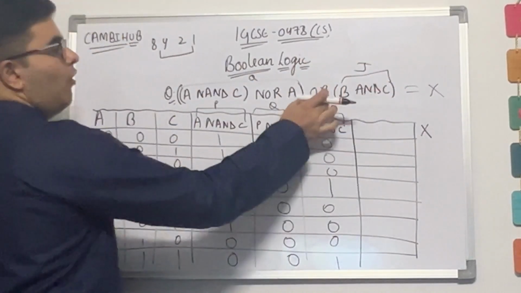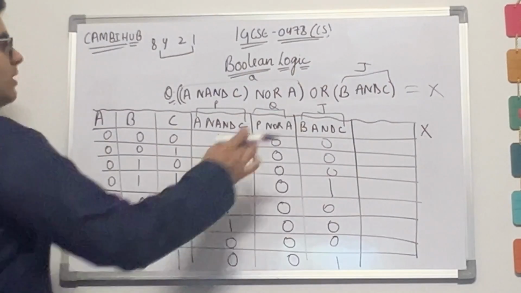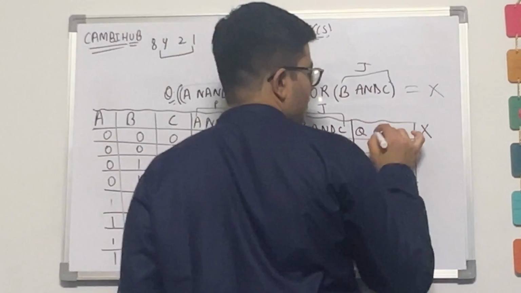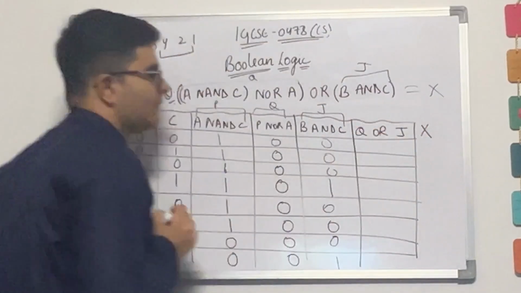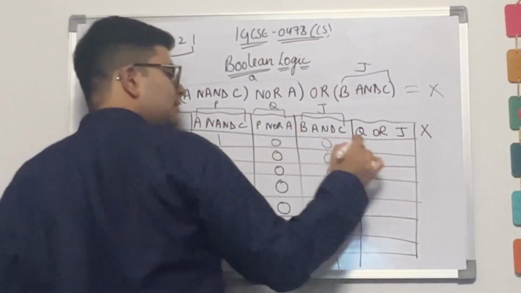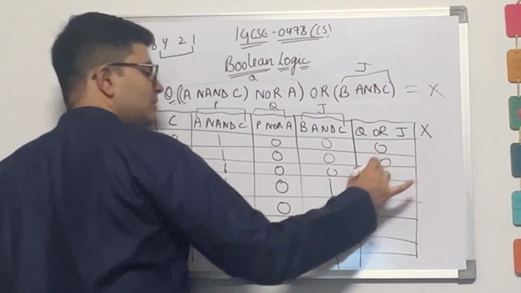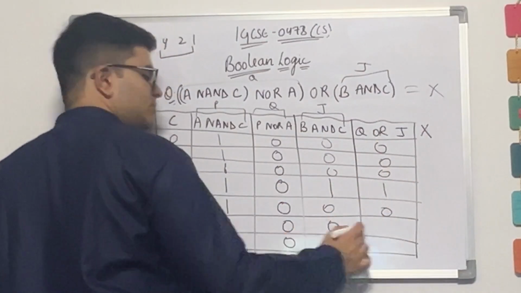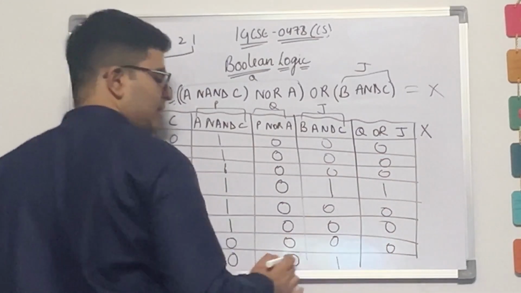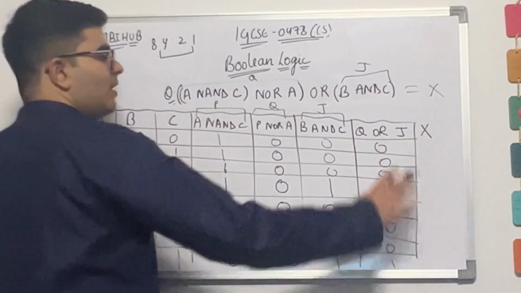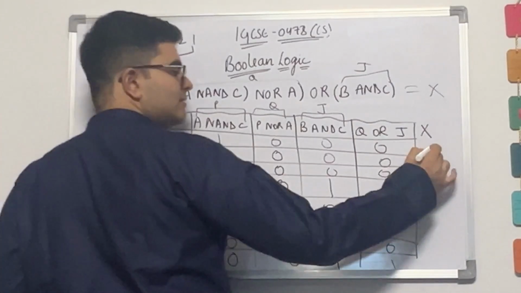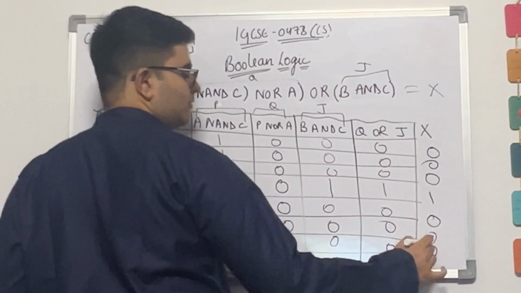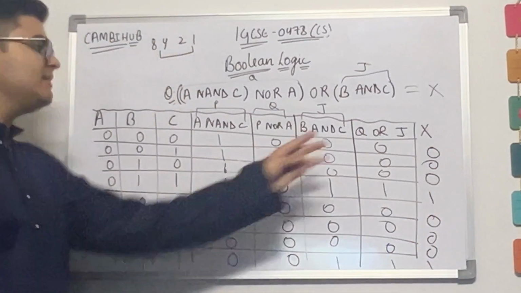At the end I have named this as Q, I have named this as J. I need to do an OR. That's my end logic. So I need to do OR between Q and J. Let's do OR between them. 0 0 is 0, 0 1 is 1, and so on. So finally, what is our output? Our output is 0 0 0 1 0 0 0 1. Right, this is our final output.